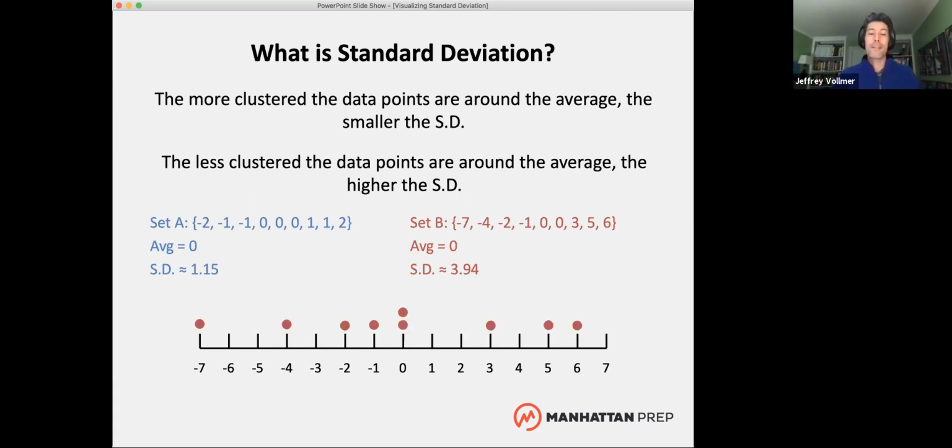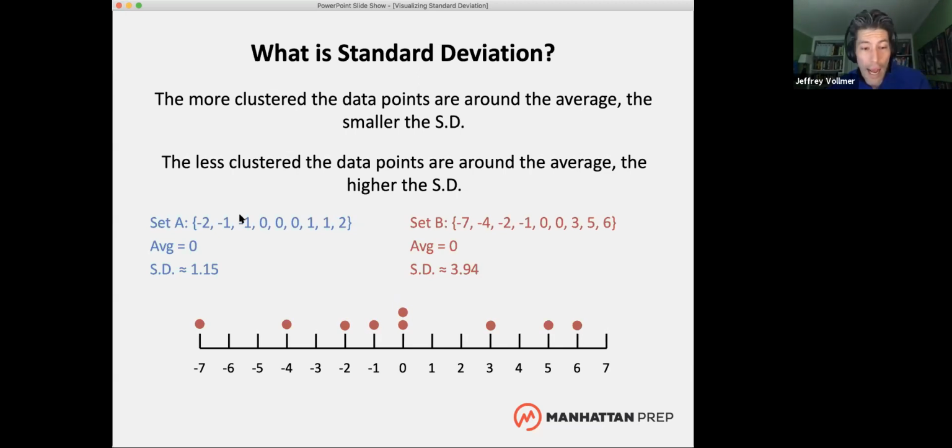They're a lot more widely dispersed, right? Their average is still 0 because we found the sum was 0 earlier, but we can see that they're more widely dispersed. And so it makes sense that the standard deviation for set B is higher than the standard deviation for set A, right? These are more clustered. These are further apart.